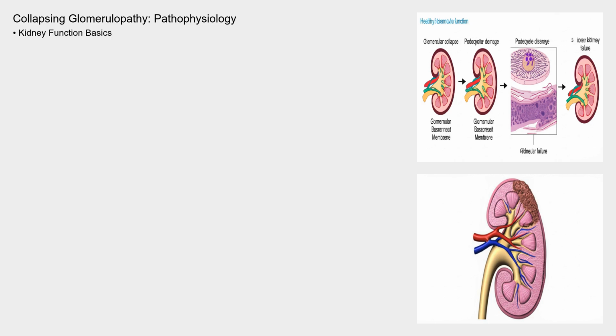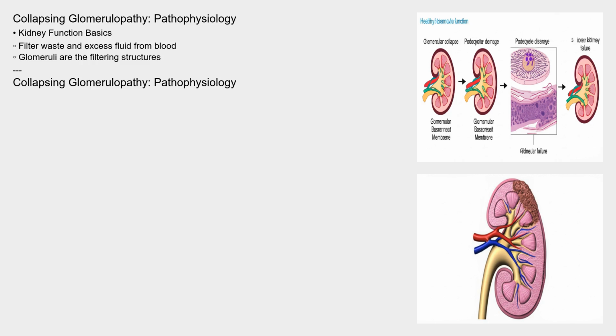To understand the pathophysiology, we first need to know the basics of kidney function. The kidneys filter waste and excess fluid from the blood through tiny structures called glomeruli. In collapsing glomerulopathy, the glomeruli essentially collapse. This collapse involves podocyte injury. Podocytes are specialized cells that help filter blood in the glomeruli. Damage to these podocytes leads to their swelling and proliferation, causing the glomerulus to collapse and scar. This collapse leads to a drastic reduction in the kidney's ability to filter waste, eventually resulting in kidney failure.